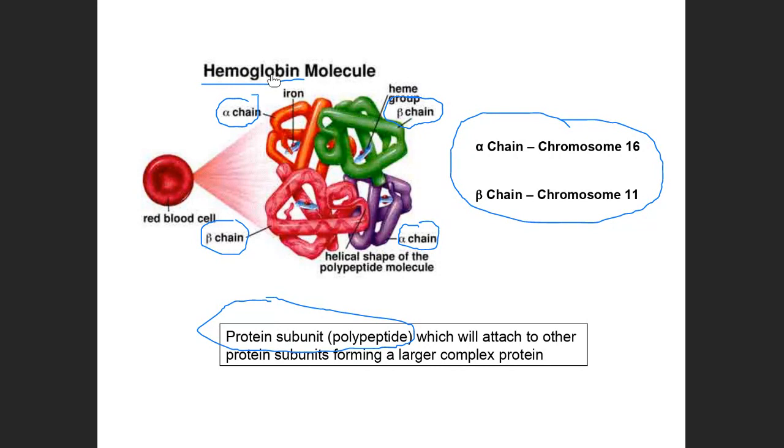So sometimes a gene codes for a protein that is an active protein that goes out and does work. Sometimes a gene codes for a protein subunit that has to attach or complex with other protein subunits to then form an active protein.